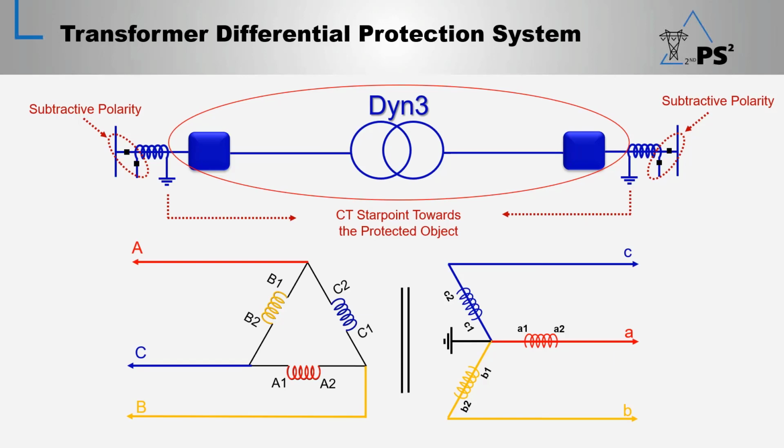Now let's discuss the transformer differential protection system. As the differential protection is a unit protection, two current transformers must be placed before and after the protected object, which is a transformer, for example, DYN3. The two current transformers with subtractive polarity and the CT star point of each current transformer shall be towards the protected object.